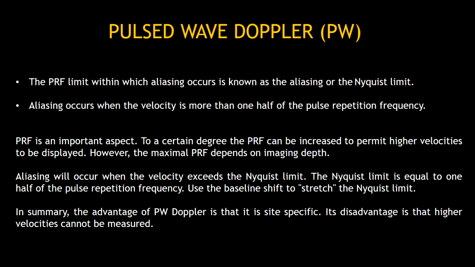Aliasing will occur when the velocity exceeds the Nyquist limit. The Nyquist limit is equal to 1/2 of the pulse repetition frequency. Use the baseline shift to stretch the Nyquist limit. In summary, the advantage of pulse wave Doppler is that it is site-specific. Its disadvantage is that higher velocities cannot be measured.